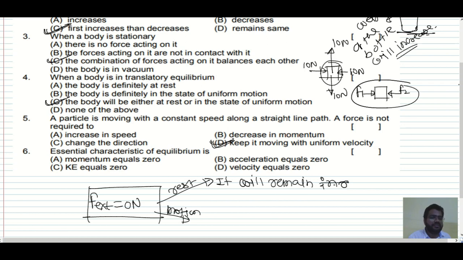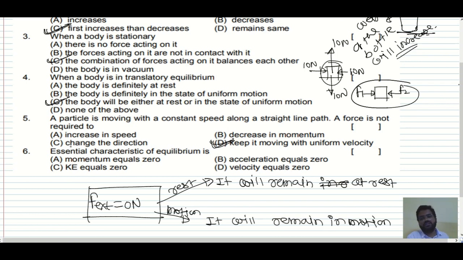Remain at rest, and it will remain in motion. It will remain in motion unless and until an external unbalanced force acts on it. That is what Newton's first law is. So we have the particle moving with a constant speed. That means force is not required to keep its motion, to keep its uniform motion, we can say.